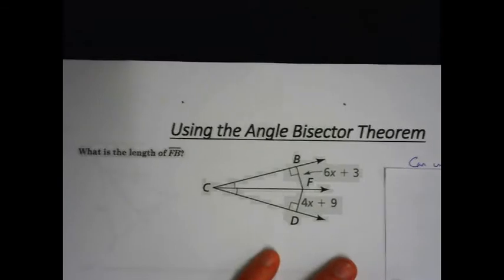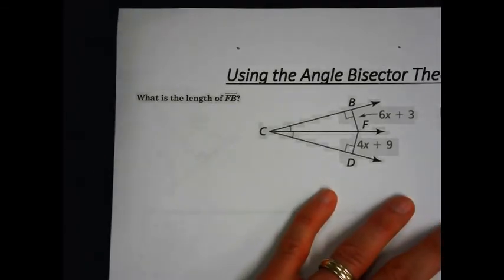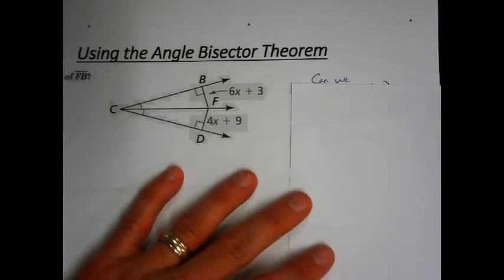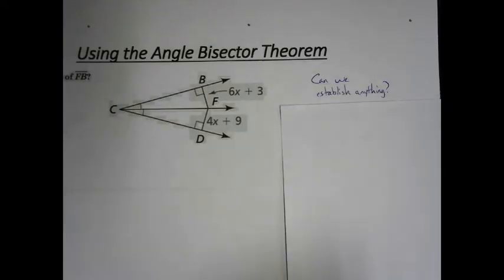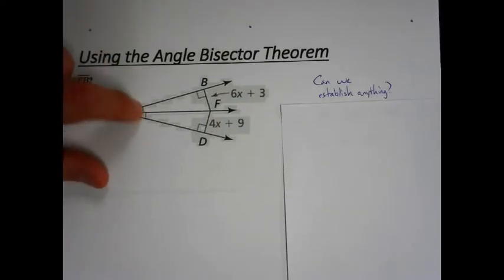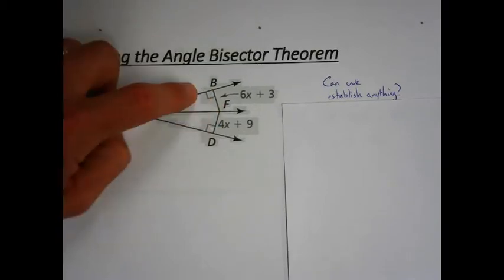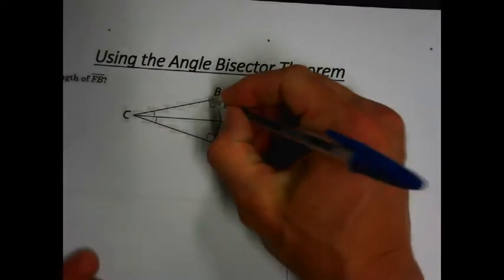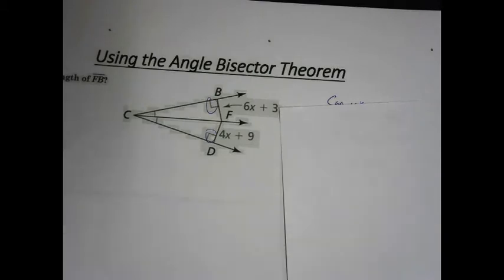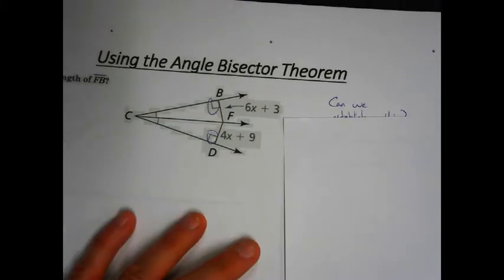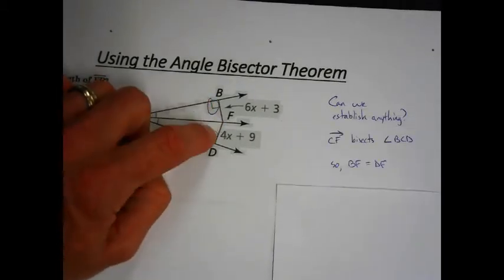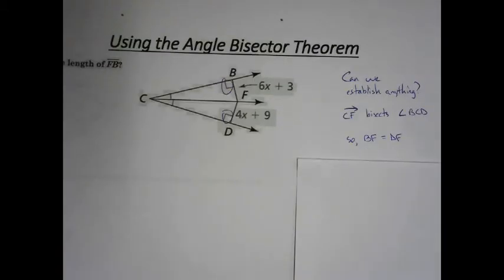What is the length of the segment FB? So it's the same thing happening. Take a look at the diagram and always ask, can we establish anything? We have an angle bisector, which means that every point on the line is the same distance. How do we know we're dealing with distance here? Because we have right angles. Okay, and if that's the case, well then FB and FD are equal. So bam, we just made up an equation just by looking at it.